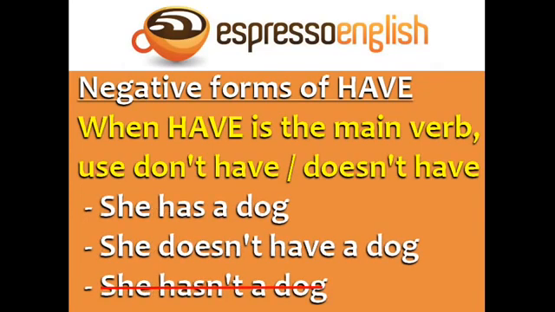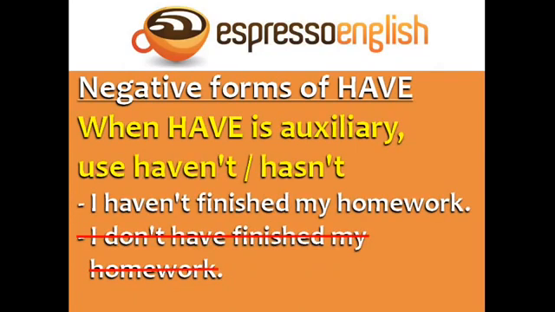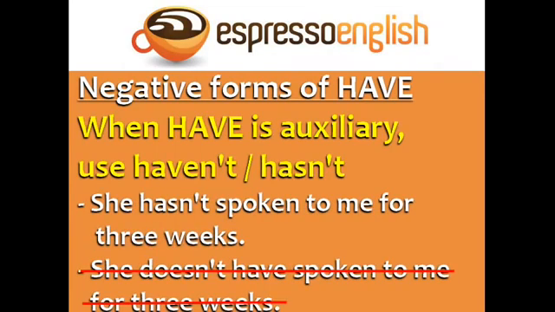Here's an example with has. She has a dog. She doesn't have a dog. It's incorrect to say she hasn't a dog. When have is the auxiliary verb, like in the present perfect, then use haven't and hasn't. I haven't finished my homework. She hasn't spoken to me for 3 weeks.